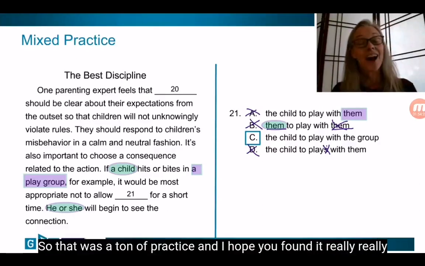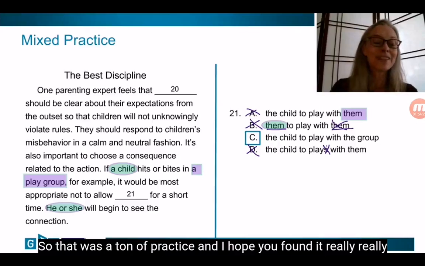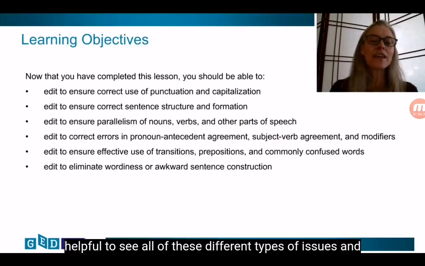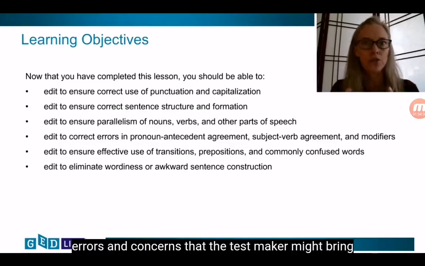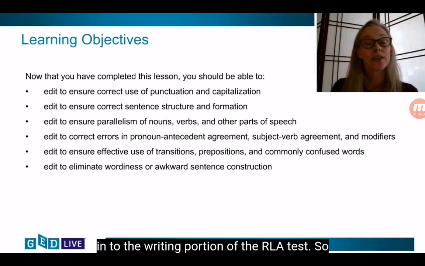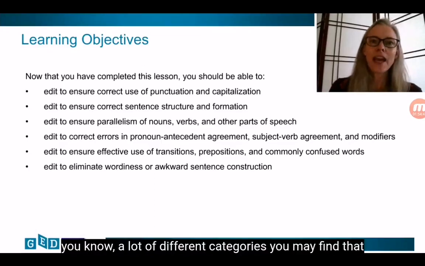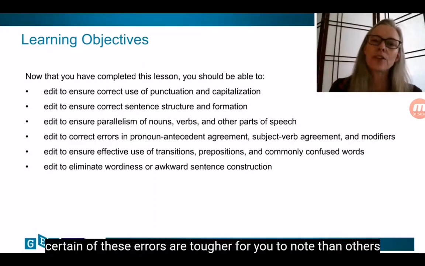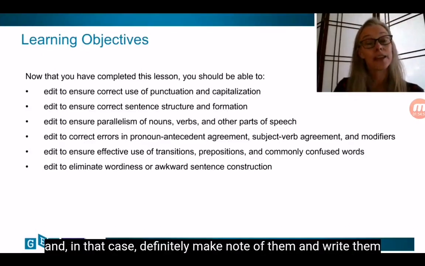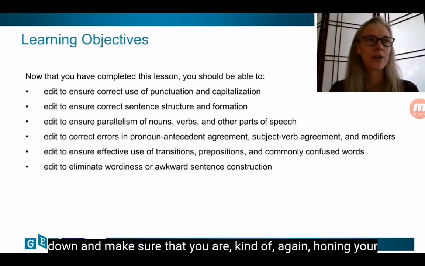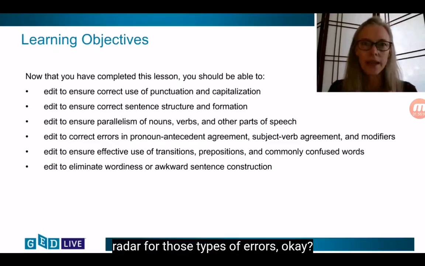So that was a ton of practice, and I hope you found it really, really helpful to see all of these different types of issues and errors and concerns that the test maker might bring in to the writing portion of the RLA test. So, a lot of different categories. You may find that certain of these errors are tougher for you to note than others, and in that case, definitely make note of them and write them down, and make sure that you are, again, honing your radar for those types of errors.